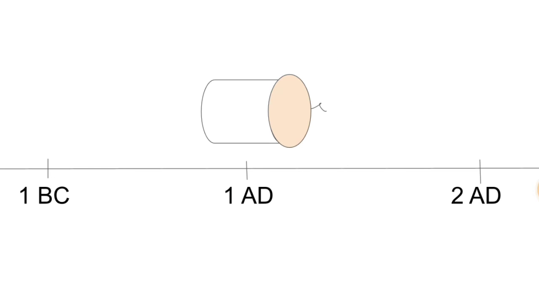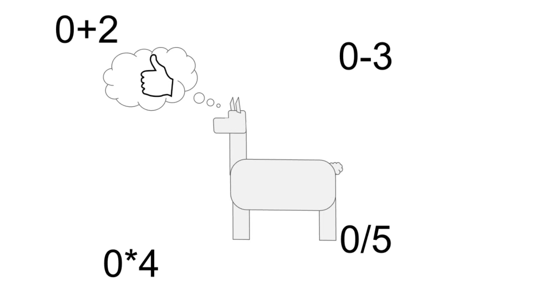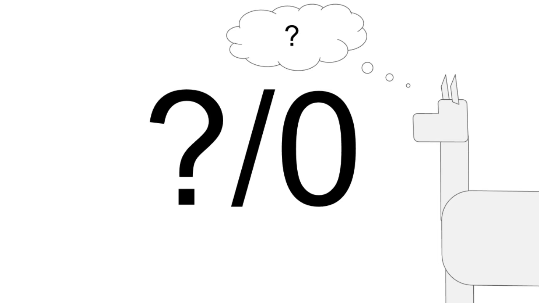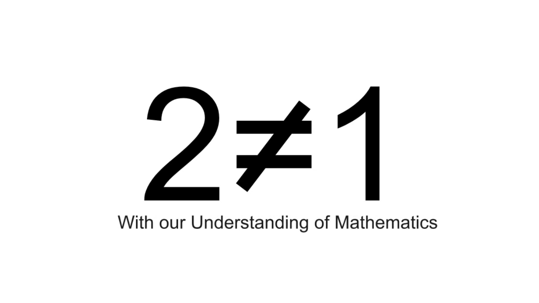This is why there is no year 0 AD or BC. The year of the supposed birth of Jesus Christ is actually 1 AD, and the year before that is 1 BC, because the Romans were the ones to document it, and they didn't have 0. Adding, subtracting, multiplying, and dividing 0 by any other number always equals 0. The only thing that doesn't make sense is dividing a number by 0. However, this doesn't necessarily mean that 2 does not equal 1. It just means that 2 is not equal to 1 with our understanding of mathematics.